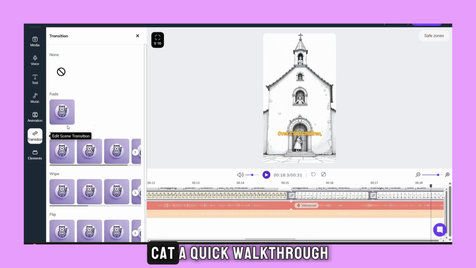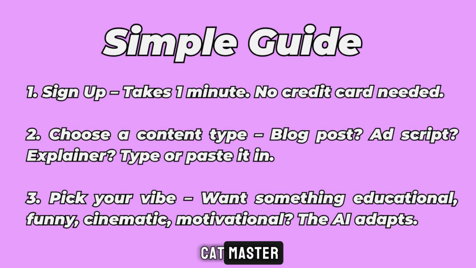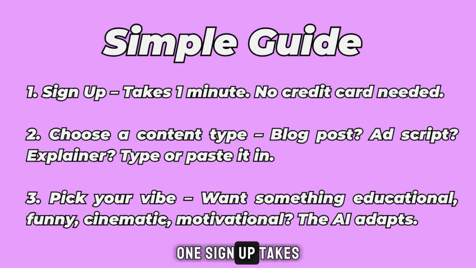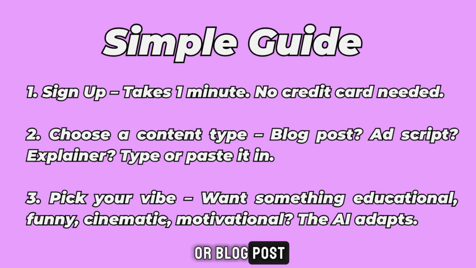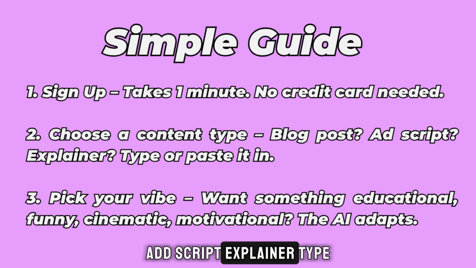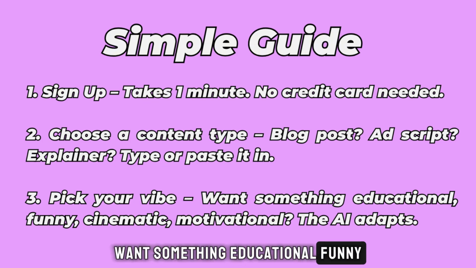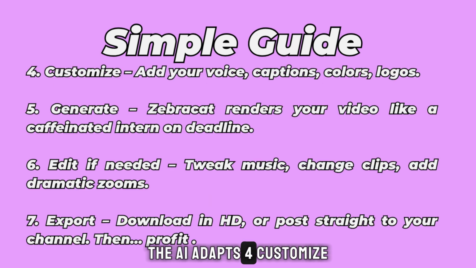How to use ZebraCat, a quick walkthrough. Here's a simple guide to becoming a ZebraCat master, or at least mildly competent. 1. Sign up, takes 1 minute. No credit card needed. 2. Choose a content type, like a blog post, script, or explainer. Type or paste it in. 3. Pick your vibe. Want something educational, funny, cinematic, motivational? The AI adapts.